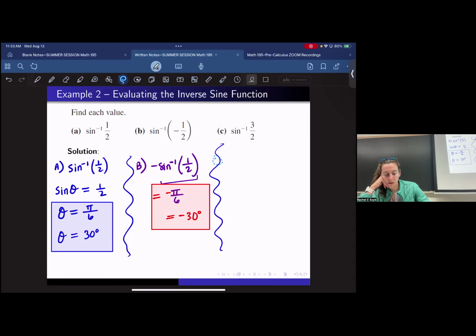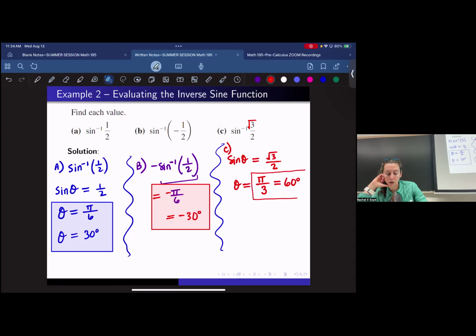And then this last one, there's a typo here. It should be square root of 3. And so again, we're asking ourselves, sine of what angle gives us the square root of 3 over 2? So what's our theta equal to? In radians, we get pi over 3. In degrees, that is 60 degrees.